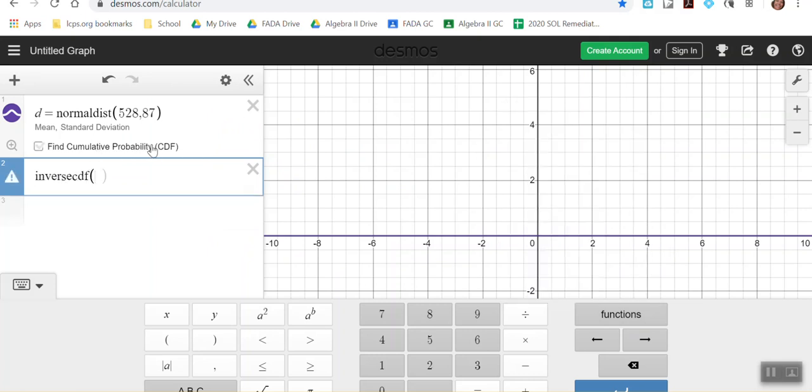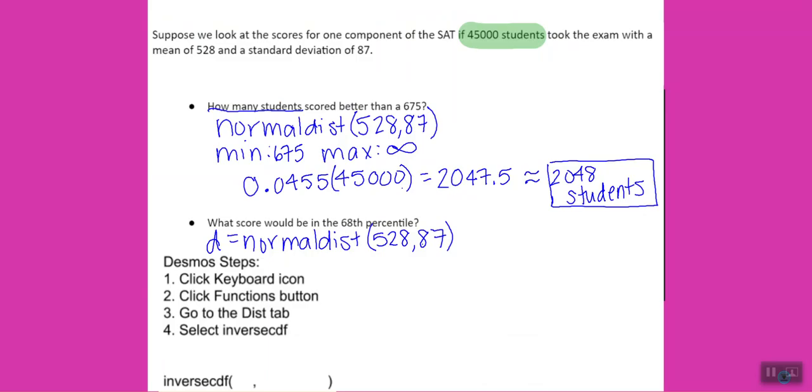So if you look up here, before we were finding the CDF, inverse CDF is telling it to go backwards. So we're going to do D, comma, and then 0.68 because that is the decimal form of the percentage we were trying to get. So you click the keyboard icon, choose the functions button, the dist tab, and then inverse CDF. The first thing's always going to be the variable that you used up here, and then this is going to be the percentage as a decimal. So inverse CDF, D, comma 0.68 for this one.